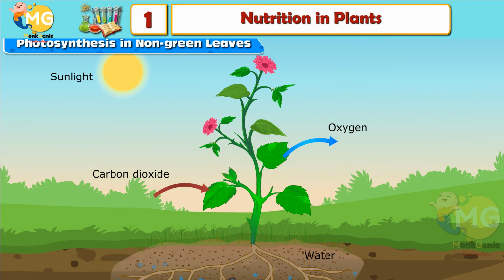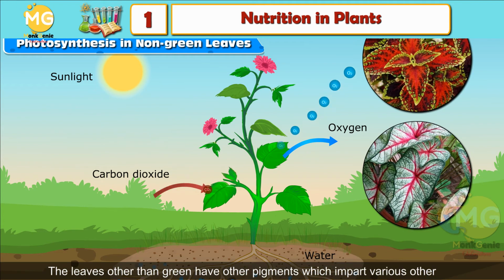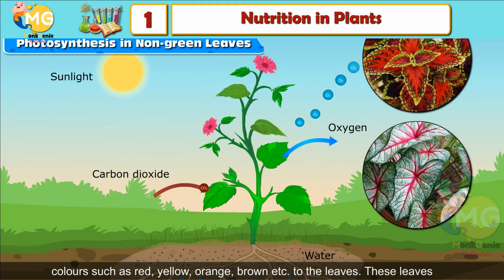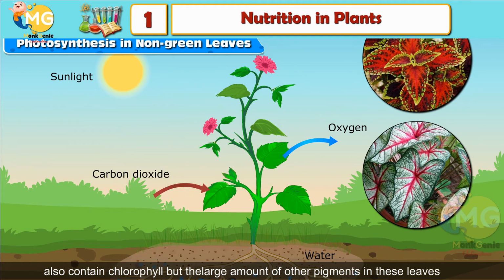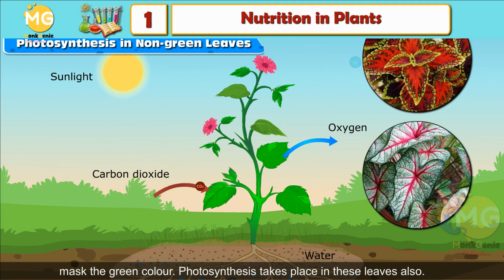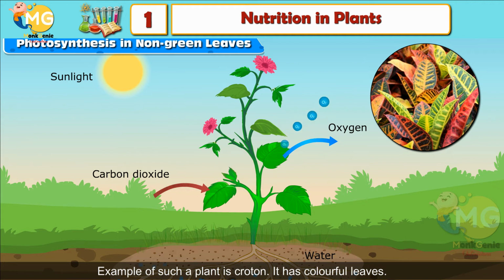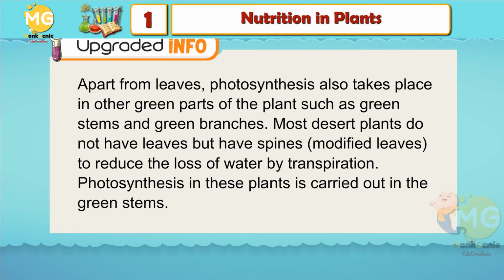Photosynthesis in non-green leaves. The leaves other than green have other pigments which impart various other colors such as red, yellow, orange, brown, etc. to the leaves. These leaves also contain chlorophyll, but the large amount of other pigments in these leaves mask the green color. Photosynthesis takes place in these leaves also. Example of such a plant is croton. It has colorful leaves.